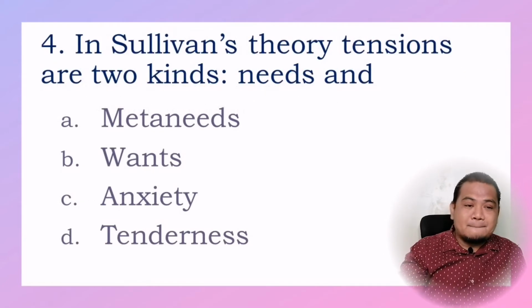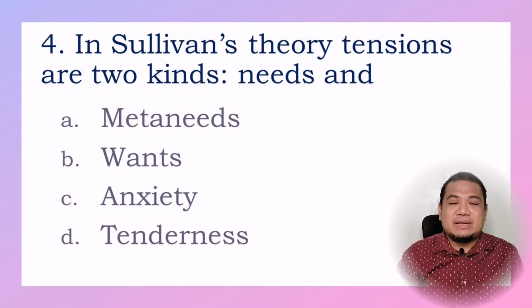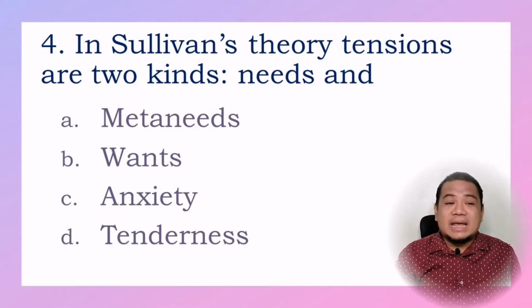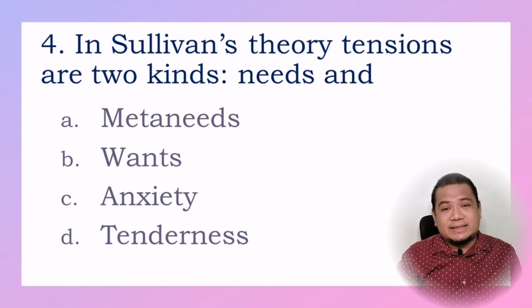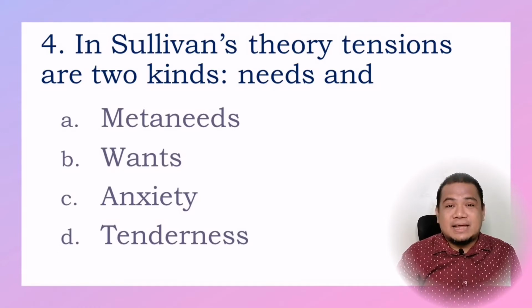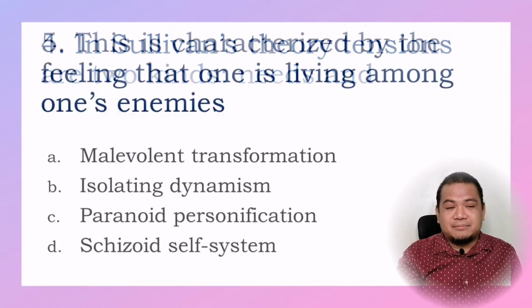Number 4. In Sullivan's theory, tensions are two kinds, needs and blank. A. Meta-needs. B. Wants. C. Anxiety. Or D. Tenderness.